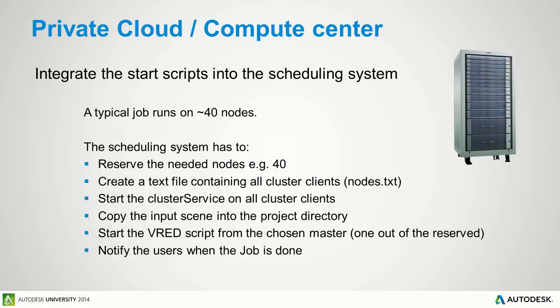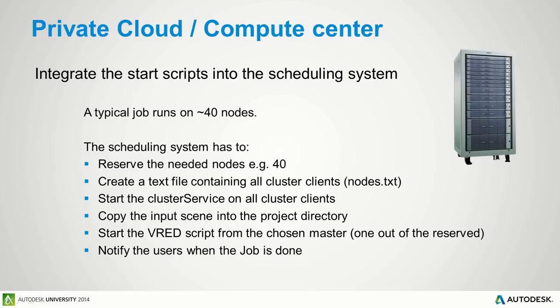So integrate the start-stop scripts into the scheduling system. Typically, the jobs we ran, they ran on 40 nodes. So the scheduling system has to reserve those 40 nodes, create the text file so that we afterwards know which nodes were reserved, and start the cluster service on all the cluster clients because they are used for crash calculation and other things. And that's why we simply can't have our daemon running all the time.